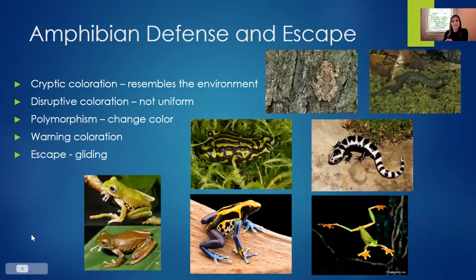In addition to eating, there's also the being eaten side. So amphibians are common prey items for other vertebrates. So there's some defense mechanisms and escape mechanisms used by different amphibians. One of those is cryptic coloration. That's when the coloration of the animal resembles that of the environment. So you see a gray tree frog here blending in very nicely with its surroundings. Example in a salamander here.